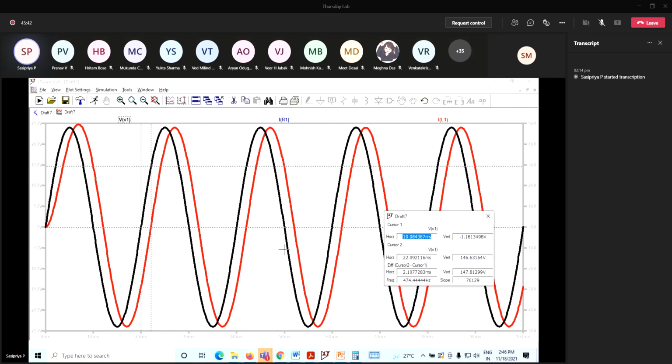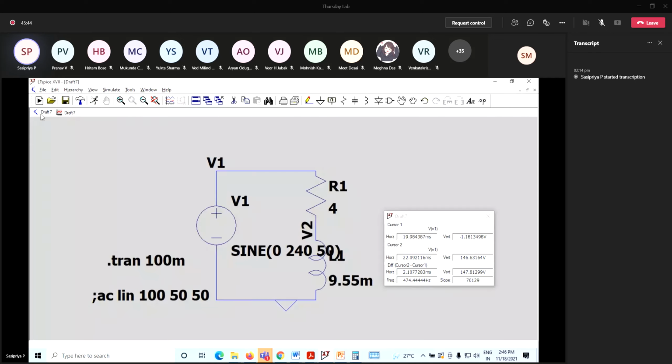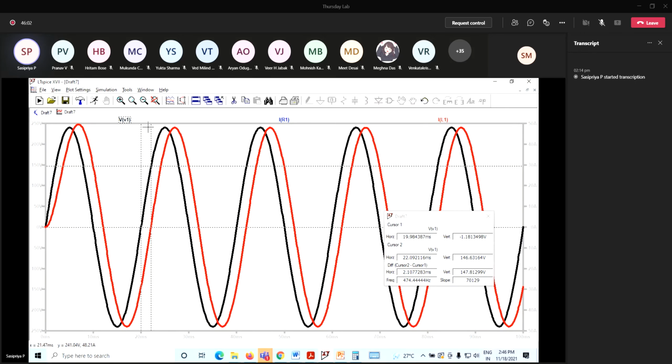So I got this waveform. I have drawn the schematic of this RL series circuit. Now I'm going for a transient analysis, with a sinusoidal signal of 240 volt, 50 hertz. Then I go for a simulation and plot the current and voltage.